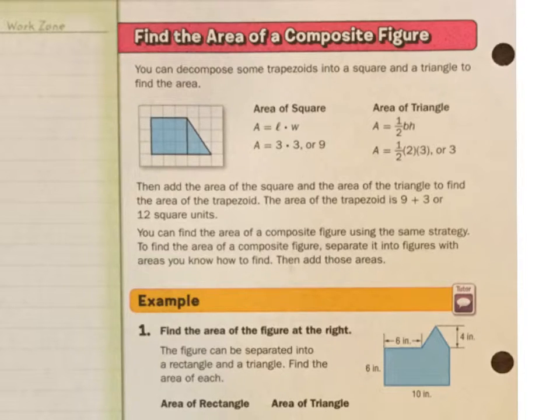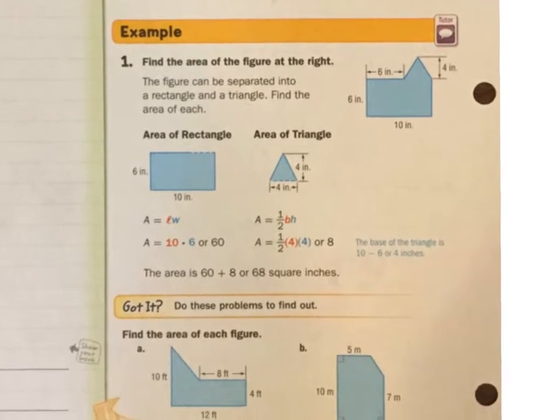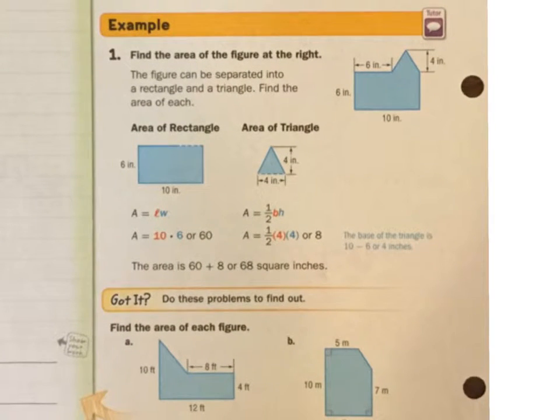Right here is a square, and right here is a triangle. And you can find the area of each of those because we know the formula, and then you put it together, and you get the total area of that composite figure. Okay, let's do some examples here. Find the area of the figure to the right.